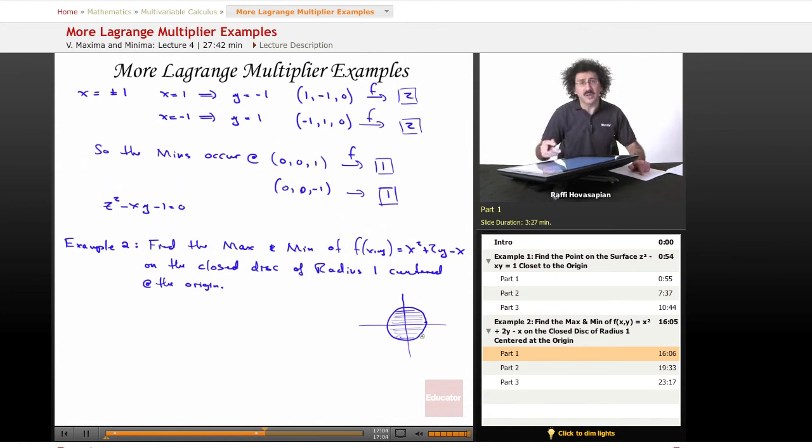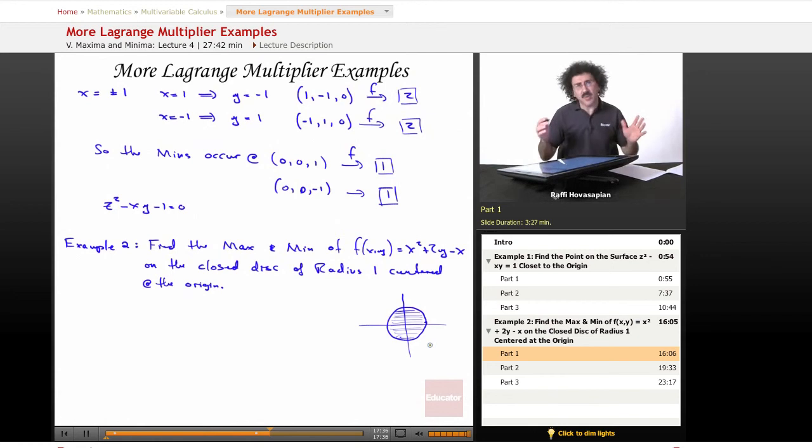Now we're considering the entire region, and it's a closed region, so we're considering the interior and we're considering the boundary. That's all that's happening here. So this is our function, and we want to find the maximum and minimum values on this region.